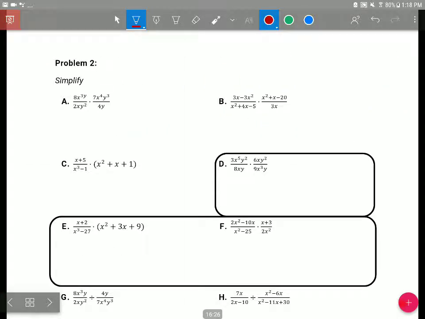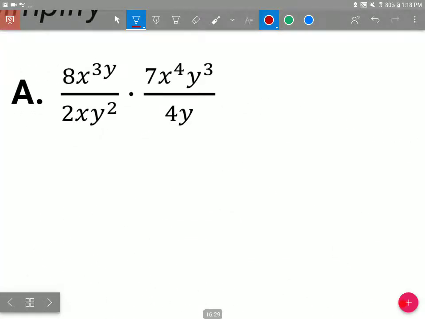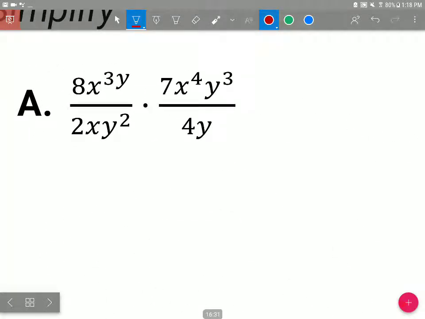All right, letter A. I know this looks like a lot. First things first, scratch out this Y. Again, that's a typo, and we're not going to mess with it.